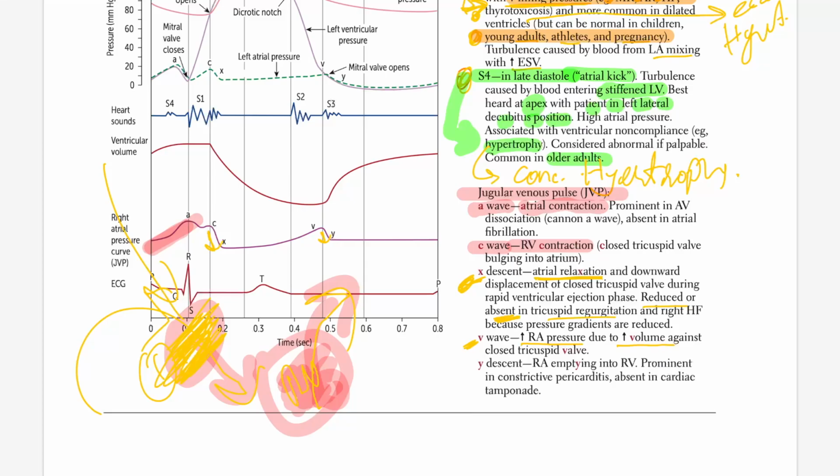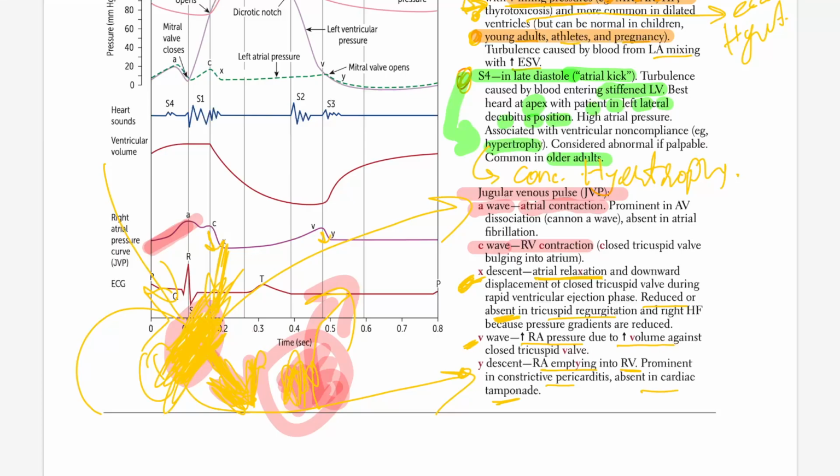Now the last thing is the Y descent. Y descent is your right atrial emptying into the right ventricle, prominent in constrictive pericarditis, absent in cardiac tamponade. What is Y descent? Again, the cycle is continuing. The right atrium is emptying into the right ventricle, but not to a point that it has to contract. It's just opening up the valve and the fluid is just going into the ventricle, because when it contracts, it is going to give you an A wave. When it just opens up, not even pushing, just the fluid going into the right ventricle, that is going to be your Y descent.